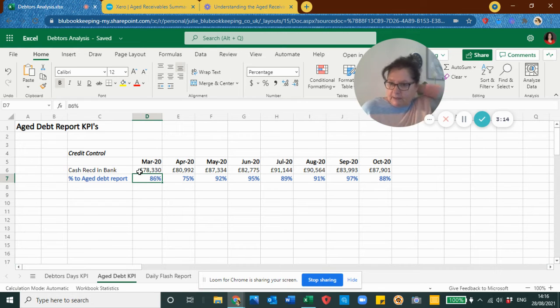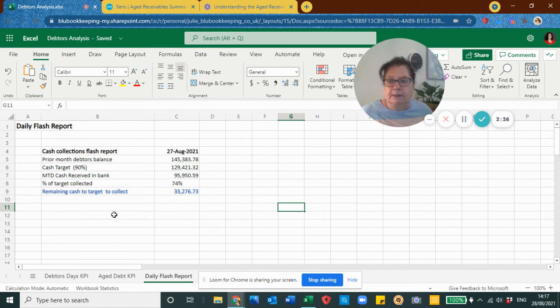Now, as a finance controller, I would be looking at a target of between 85 and 90% of a prior month's aged debt report to be collected in the next month. And if you keep a record as you go on per month, you can see how well or how badly your credit control process is actually working. And talking about the credit controller, this is a daily flash report that I've also used, on a day-to-day basis, to see how well the money is coming in, how effective your credit controller is being.